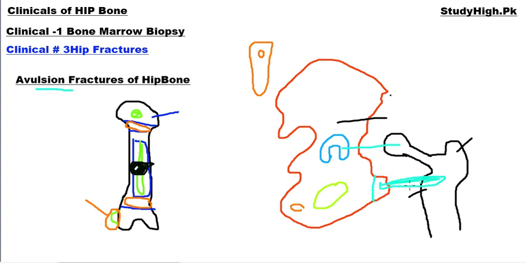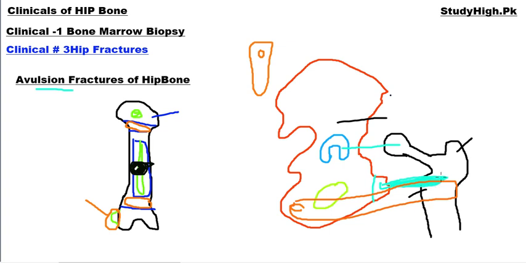This ligament is called the pubofemoral ligament. Likewise, there is another ligament present between the ischium and the femur. This is called the ischiofemoral ligament. So these are the ligaments involved in supporting the hip joint.